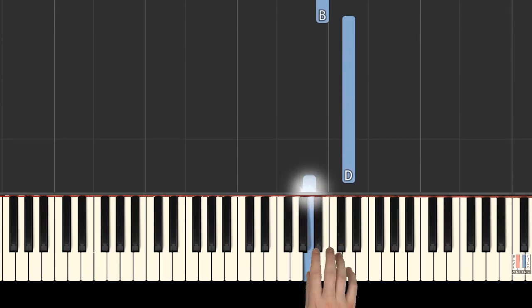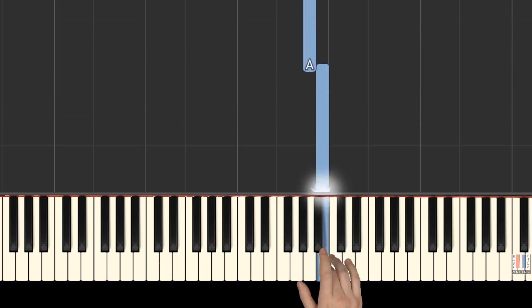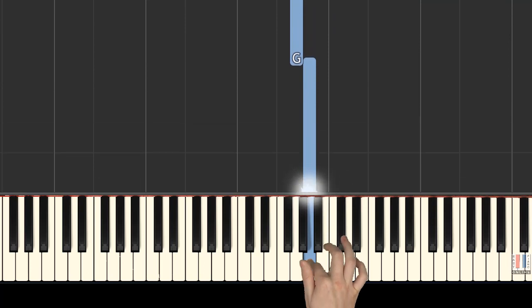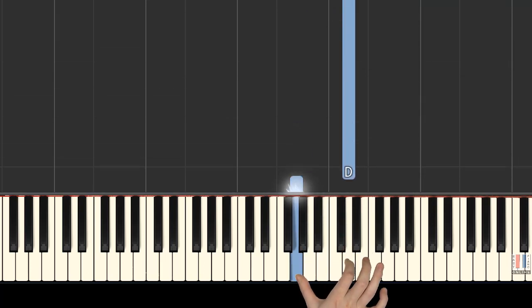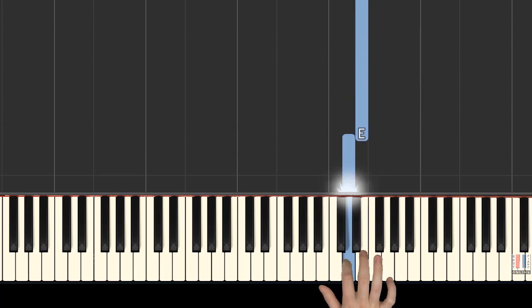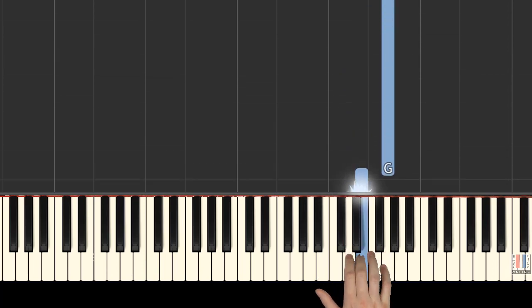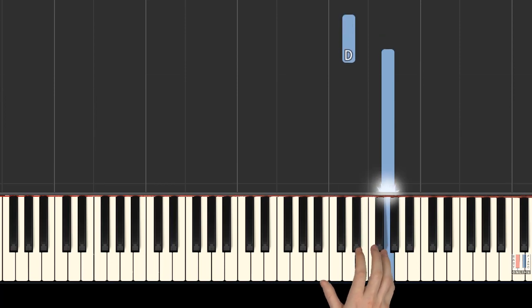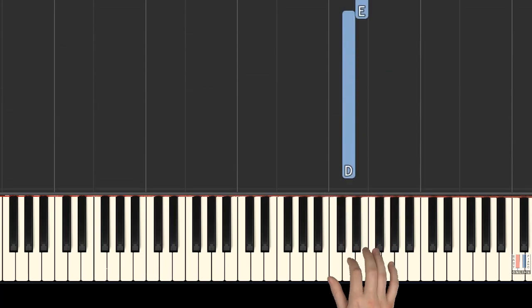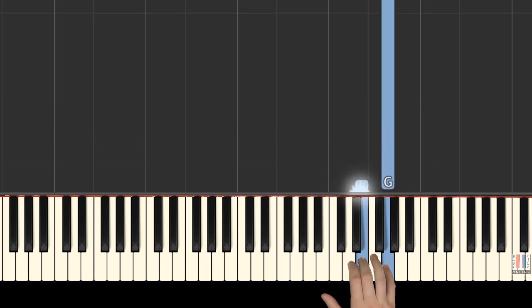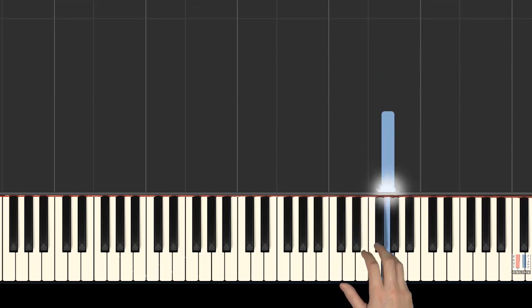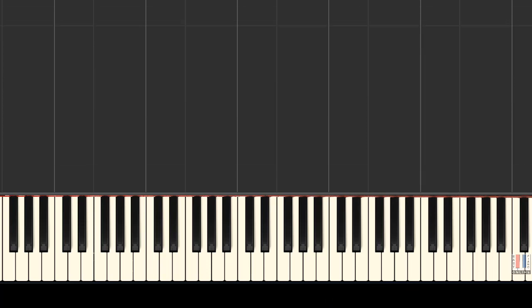5 is on D, 3rd is on B, 2nd on A, 1st is on G, 2nd reaches out to D, 3rd is on E, 5 is on G, 2nd is on D 2 times, 3rd is on E, 5 is on G. We will stop here and look at the left hand.